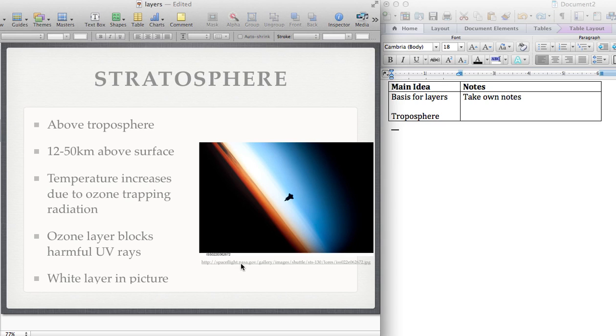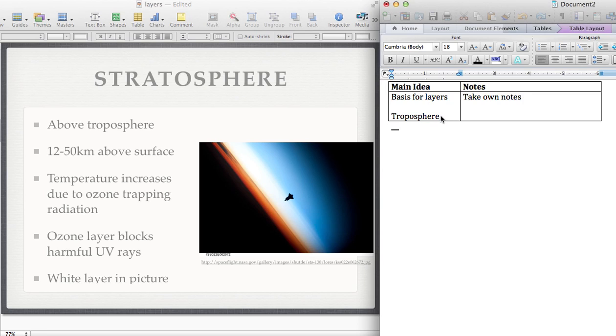Next up is the stratosphere. And this is above the troposphere. It goes 12 to 50 kilometers above the surface. You do need to know those numbers. In the stratosphere, we have the ozone layer. I'm sure you guys have learned about this before, or at least have heard of it. The ozone layer contains a gas called ozone, and it blocks harmful radiation from the sun.